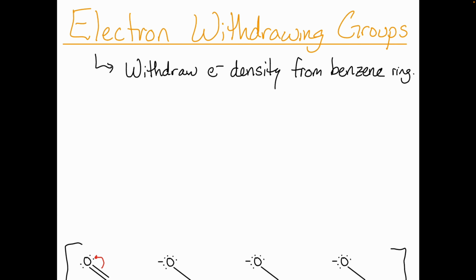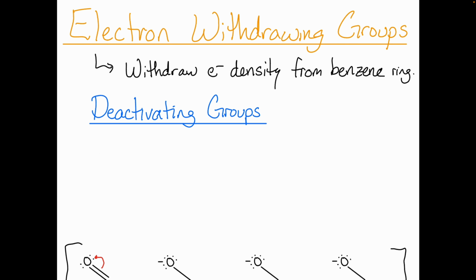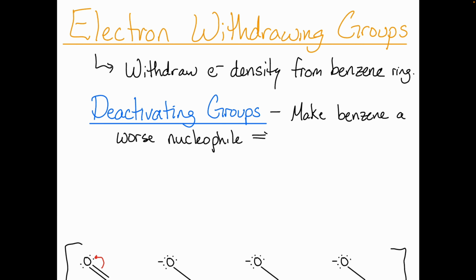So these electron withdrawing groups, these are what are called deactivating groups. Right? They make benzene a worse nucleophile. All right, so putting those on a benzene ring will cause it to react slower than if you just had a normal old benzene ring all by itself.